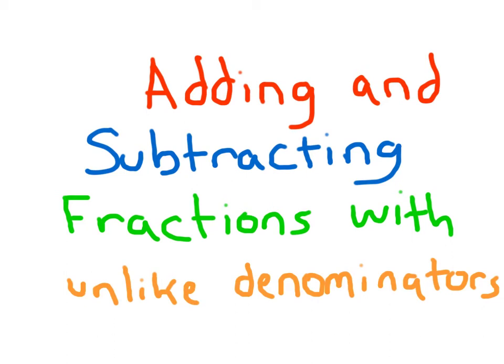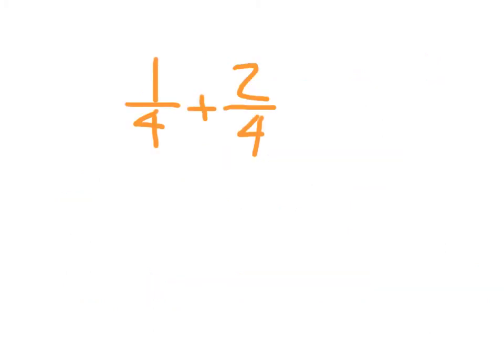Adding and subtracting fractions with unlike denominators. You're probably familiar with 1/4 plus 2/4. The denominator is the same, so we can keep that denominator the same, and 1 plus 2 is 3. So 1/4 plus 2/4 is equal to 3/4.